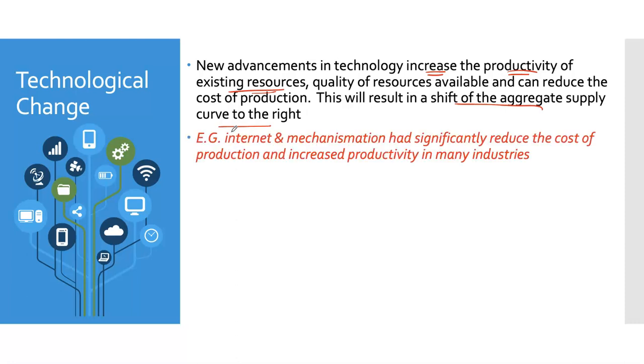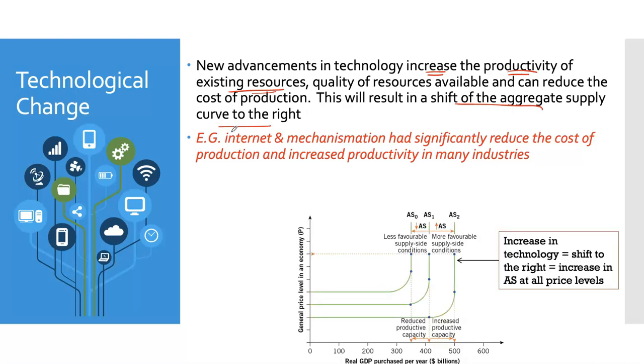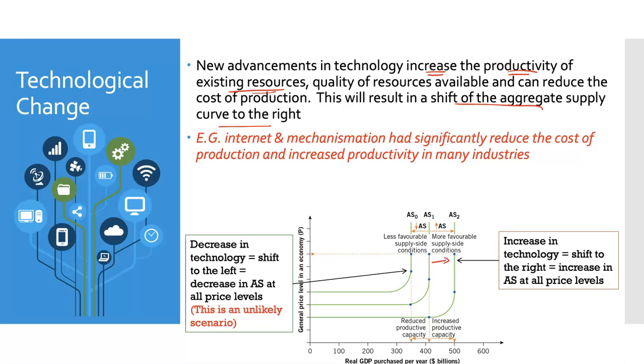So for example, the internet and the mechanization and automation of our production process has significantly reduced the cost of production and increased productivity, leading to a shift to the right of our aggregate supply curve. So increases in technology are going to shift to the right. In a very unlikely situation, if we had a decrease in our technology, and you can see I've said that this is an unlikely scenario, this will result in a shift to the left of our aggregate supply curve.